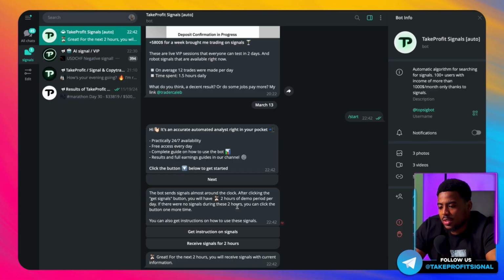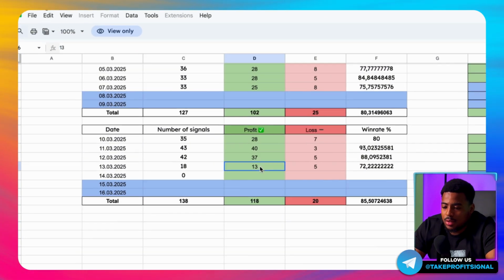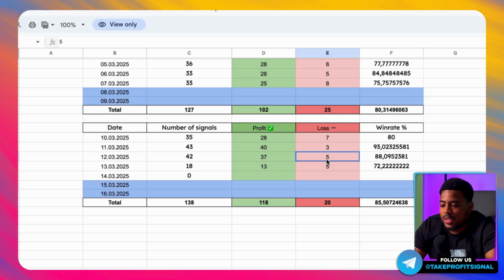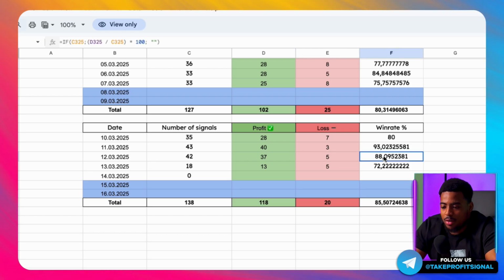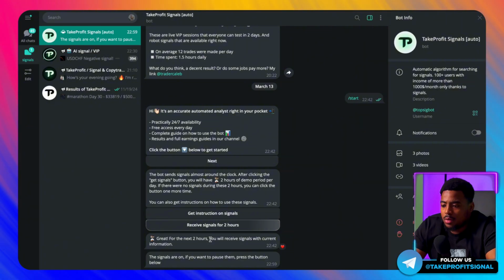This bot has been constantly developed and updated for the last 2 years. It gives us phenomenal signals with such statistics. Today, of course, not very good statistics. We have 13 pluses and 5 minuses, but yesterday we had 37 profitable trades against 5 losing trades. It is an 88% win rate. Just crazy. Here, I have already pressed the button to receive signals. In the next 2 hours, as soon as the robot sends me any signal, we will open a trade on this signal.